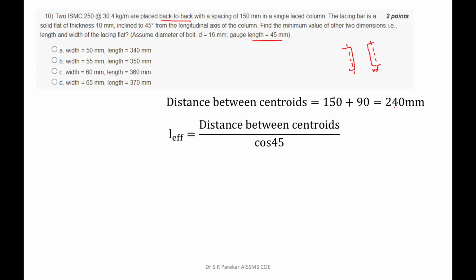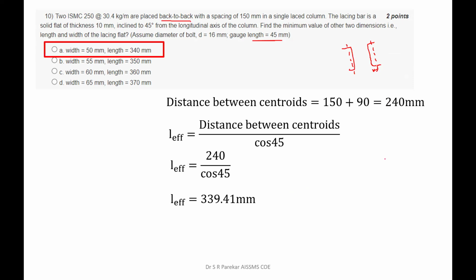Then L effective is the distance between centroids upon cos 45. So we have 240 upon cos 45, which is 339.41 millimeters, so we take 340 millimeters. Actually, this is not L effective; directly we can write L, because L effective depends upon your connection. So L equal to 340 millimeters and width is 50 millimeters. So we have option A.